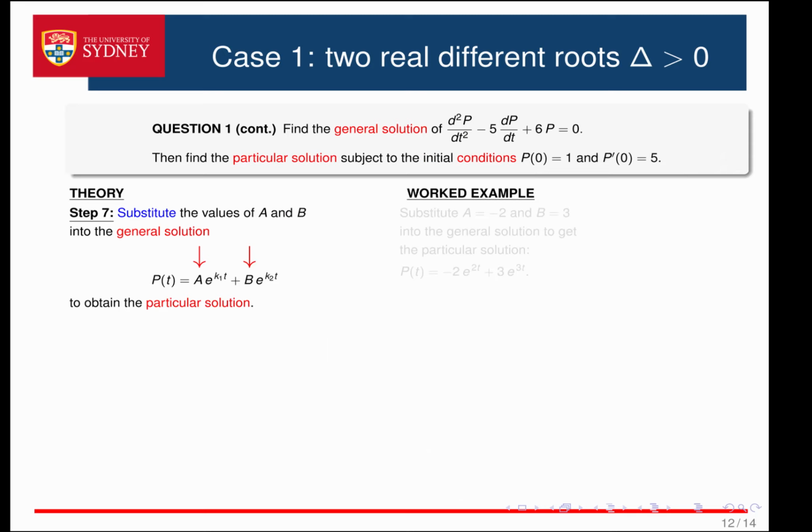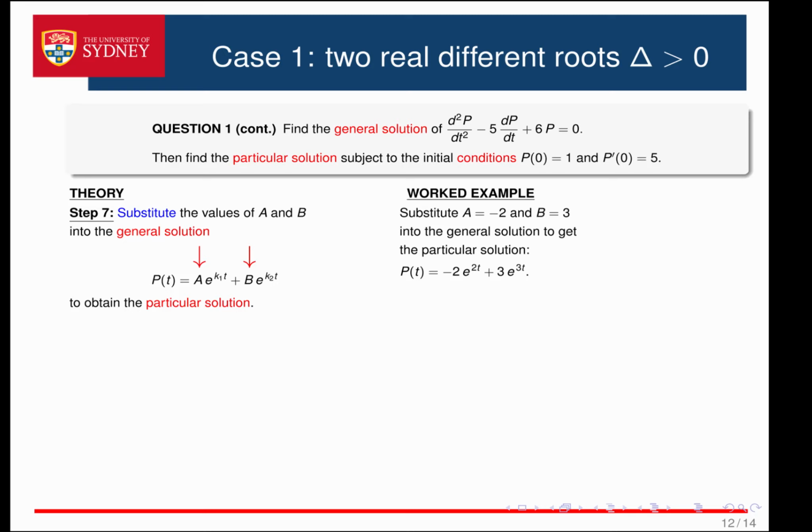Having found values for the constants a and b, we can now write down our particular solution. Here, substituting a is equal to negative 2 and b is equal to 3 into our general solution, we get p of t is equal to negative 2 e to the 2t plus 3 e to the 3t.